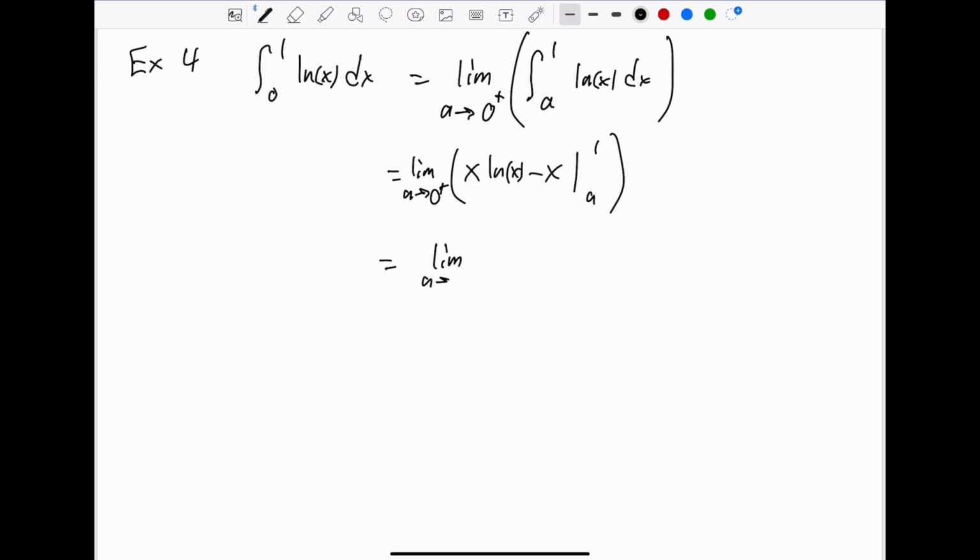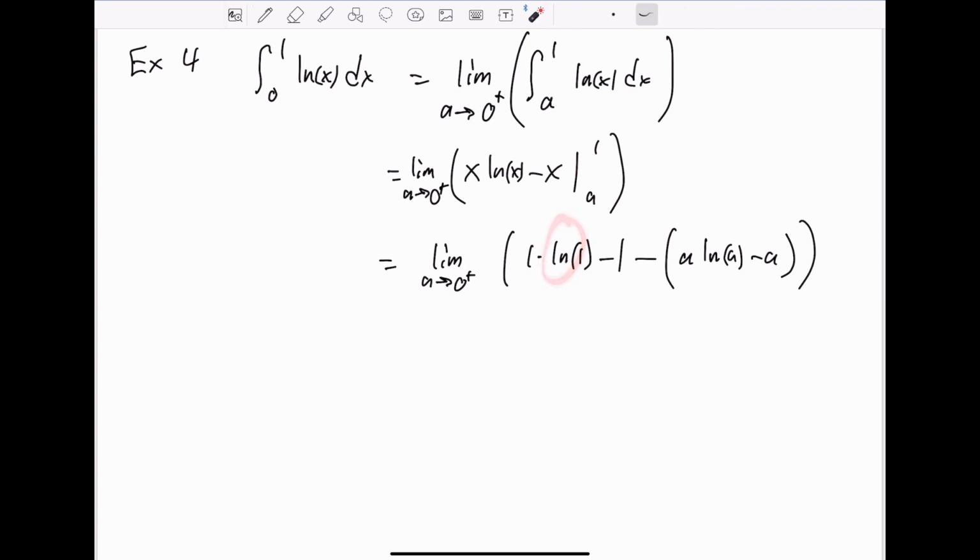So I have the limit as a approaches 0 from the right, 1 times the natural log of 1 minus, in parentheses, a times the natural log of a minus a. The natural log of 1 is 0, so I have a 0 here, I have a minus 1 there, and then this minus a I can just replace with a 0. So I have the limit as a approaches 0 from the positive side, negative 1 minus a times the natural log of a, minus a, so plus a.